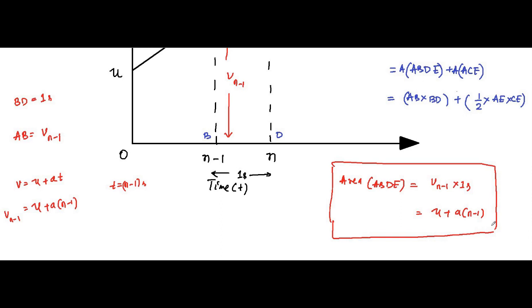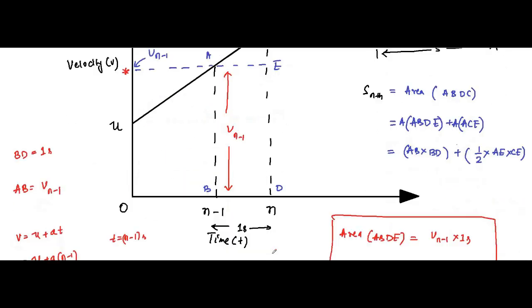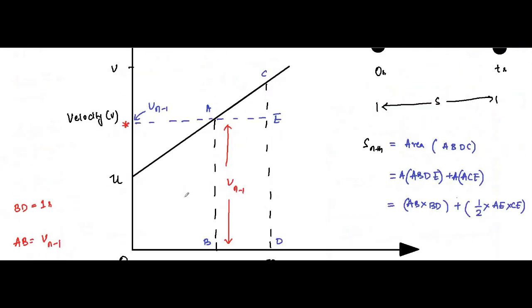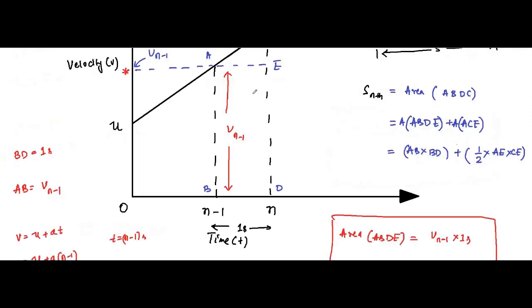Now the area of triangle ACE, which is 1/2 into AE into CE. Here AE is equal to BD, which is equal to 1 second, the same 1 second duration.